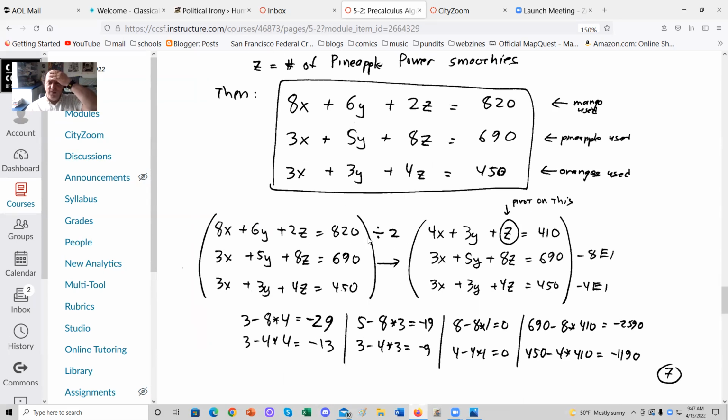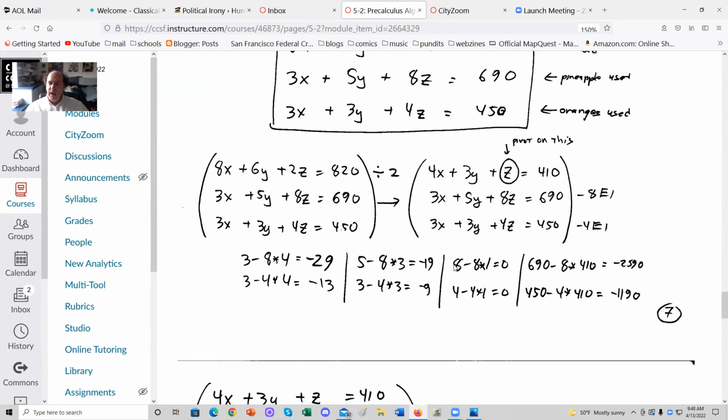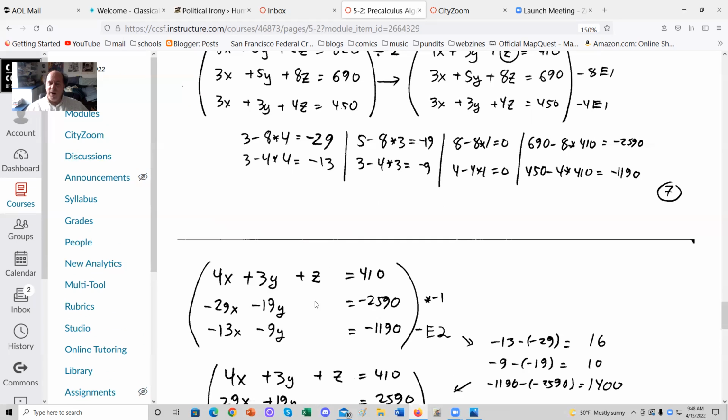We divide the first row by 2 just to make these whole numbers, just reduce the numbers. All right, here we have a 1z. We'll pivot on this. So to eliminate this 8z, we subtract 8 of equation 1 from equation 2. To eliminate this 4z, subtract 4 of equation 1 from equation 3. And after a fair amount of work here, the z column is cleared, and the rest becomes these numbers here.